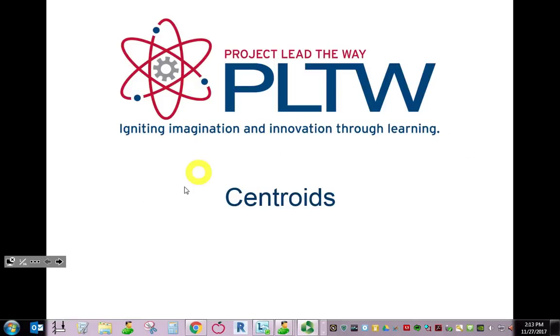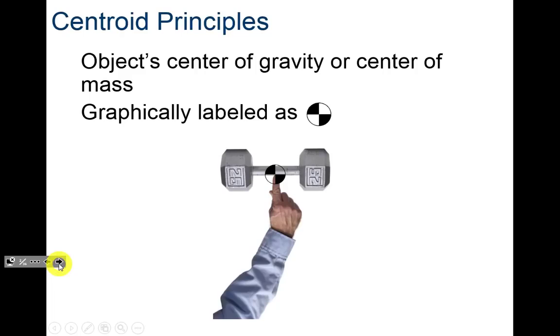Alright, let's talk about centroids. Centroids are a useful thing in engineering. Basically, we're just trying to find the center of gravity of something. Go ahead and write that down in your notes, and I'll tell you as we go along what you need to jot down. Graphically, it's labeled with this little icon. Also, don't forget, as we move through this, I'm going to talk fast. You can pause if you need to.